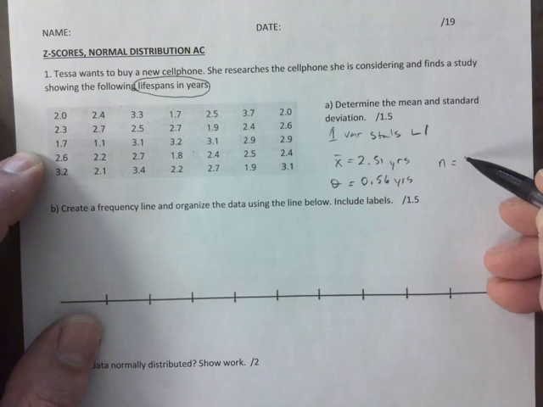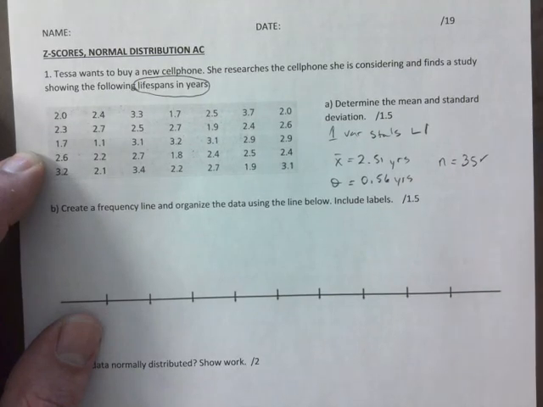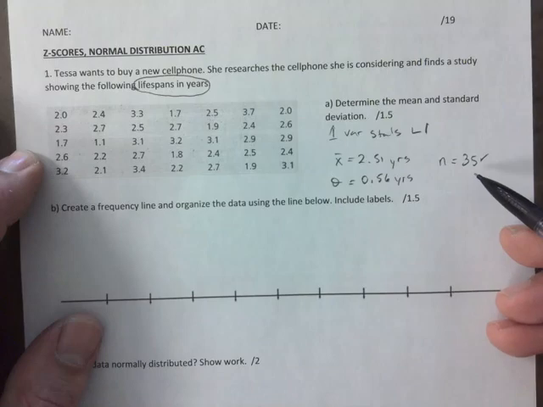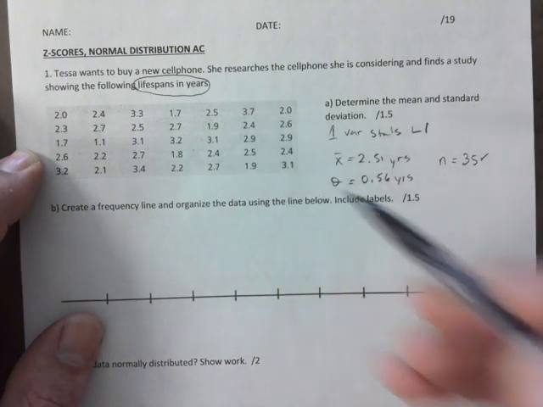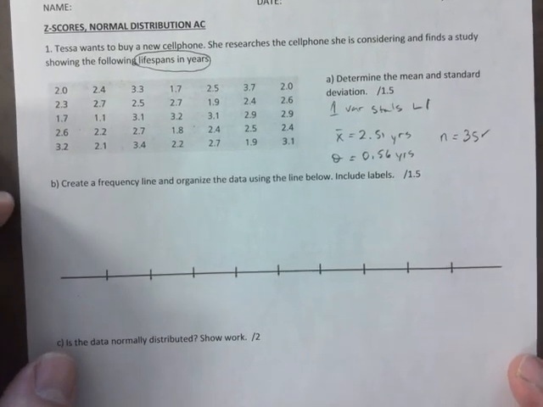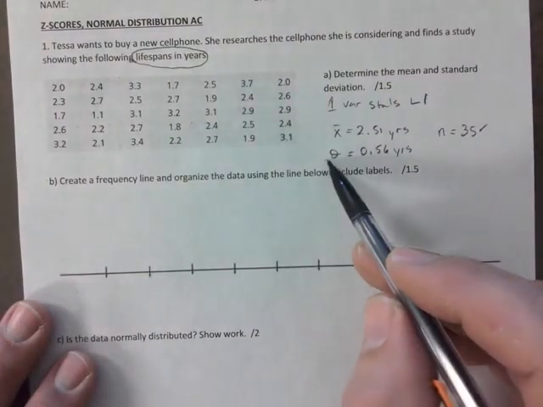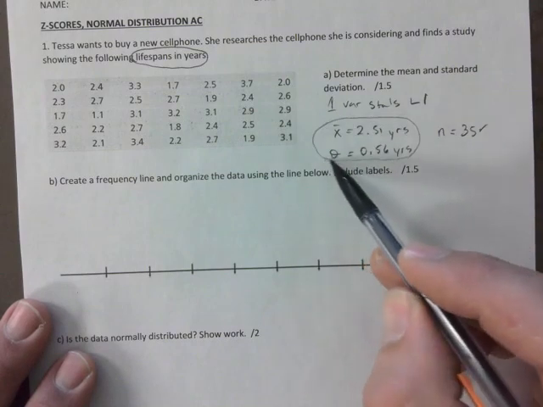But if you have n, it's always a good check to make sure that you're doing this right. There are 7 values and then 5 rows, so that should be 35. So that's your mean and standard deviation. If you didn't get that right, go -1.